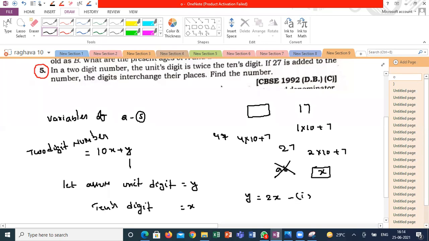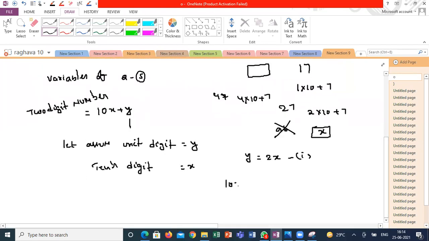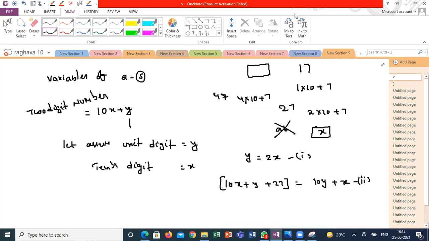If 27 is added to the number, the digits interchange their places. Find the number. Suppose I am adding 27 to the number, which I have taken as 10x plus y, plus 27. I will get, in place of x, y, and in place of y, x. Right. Students, you understood how I generated the equations here? Anyone having any doubt of how to generate the equations from this question?